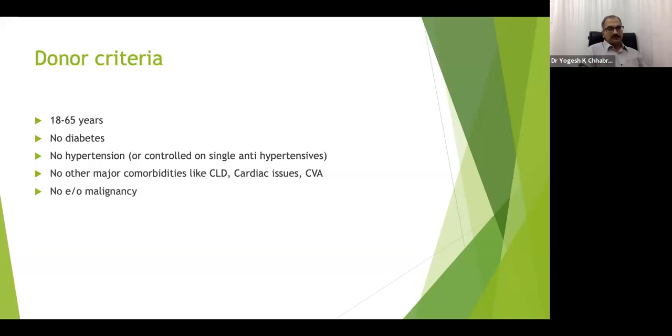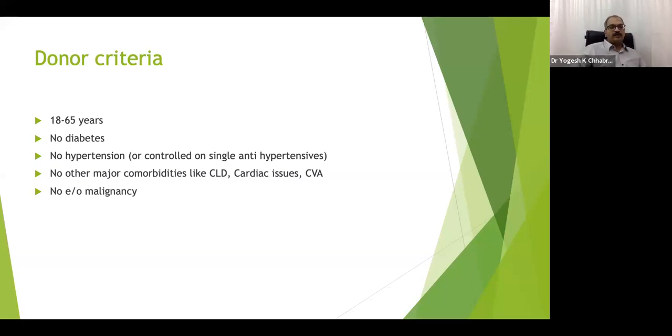The donor criteria we usually prefer: the donor should be in the age group of 18 to 65 years with no history of diabetes and no history of hypertension. Sometimes a person whose hypertension is controlled with a single antihypertensive can be chosen. No other major comorbidities like chronic liver disease, cardiac issue, or CVA, no evidence of malignancy, and no evidence of any transmissible infection. Only then do we take that person as a preferred donor.